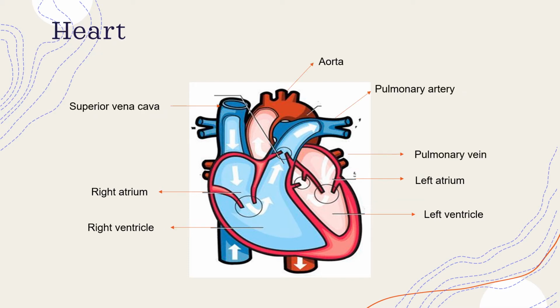As you can see in this picture, there are many markings, but don't get confused by that. Imagine the deoxygenated blood from all the parts of the body. Deoxygenated means the blood which has no oxygen but only carbon dioxide.